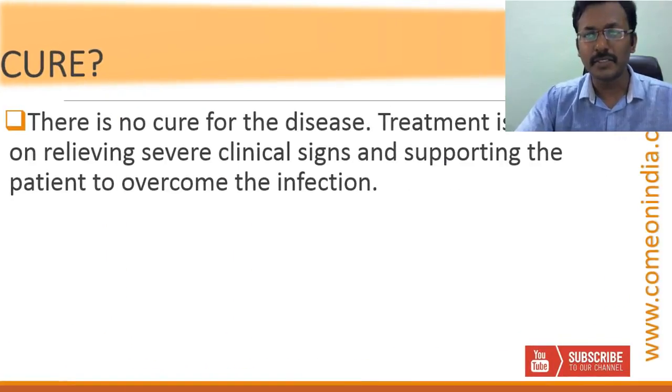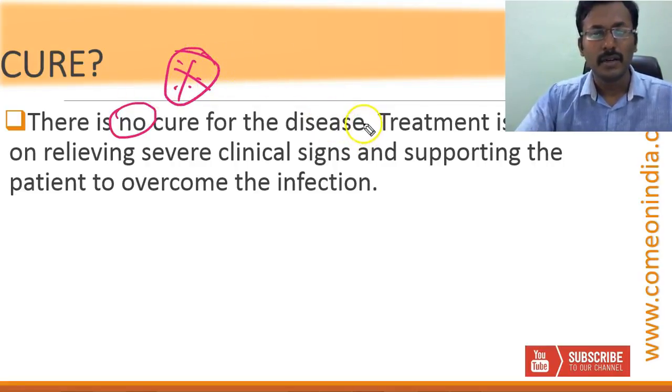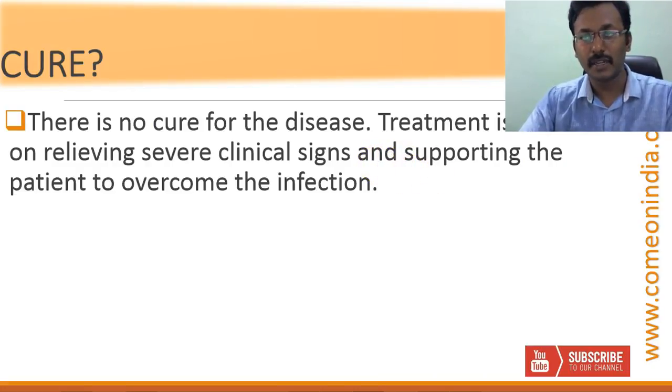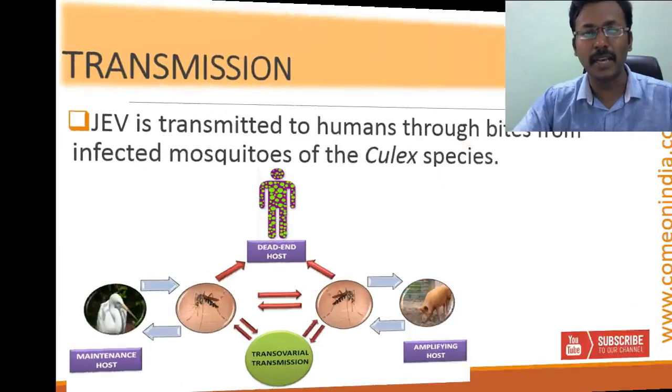Now let's discuss, is there any cure for Japanese encephalitis? The answer is no. Remember, it is an important point. The treatment is only supportive in nature. So there is no cure available for Japanese encephalitis. It's one point for prelims examination.